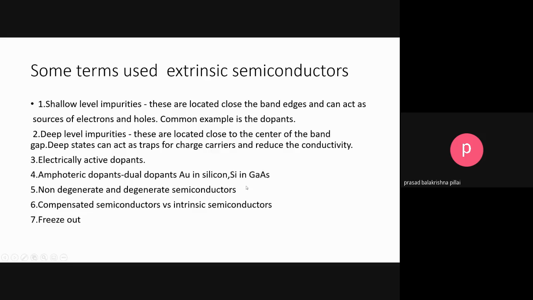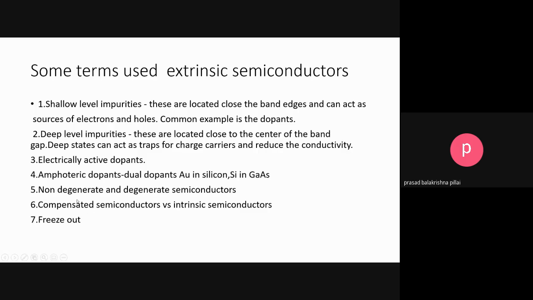So this is one dopant for gallium arsenide where it acts as an amphoteric dopant, depending upon what it is replacing, gallium or arsenic. Because there are two choices in the case of gallium arsenide. Either you can replace gallium or you can replace the arsenic.